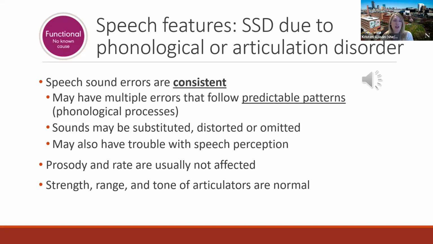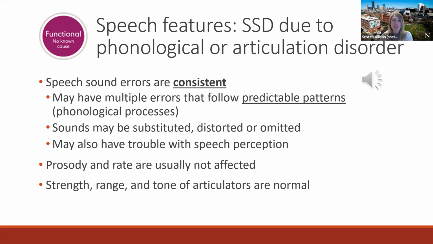The kinds of sound errors that children with speech sound disorders can have are substitutions, where they switch sounds, distortions, where they produce a sound a little bit inaccurately, or omissions, where they leave out sounds altogether. Research has shown that many children with these speech sound disorders can have speech perception deficits too. So they may have trouble hearing the difference between sounds, or reduced ability to discriminate between the sounds they're hearing.